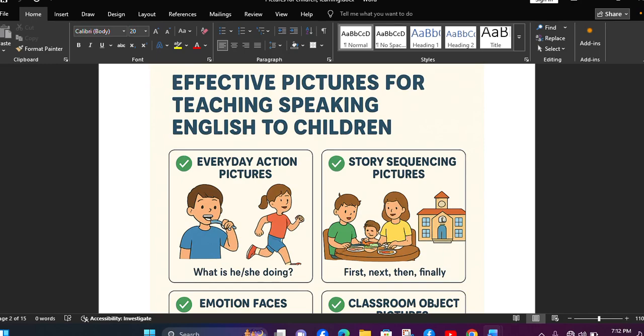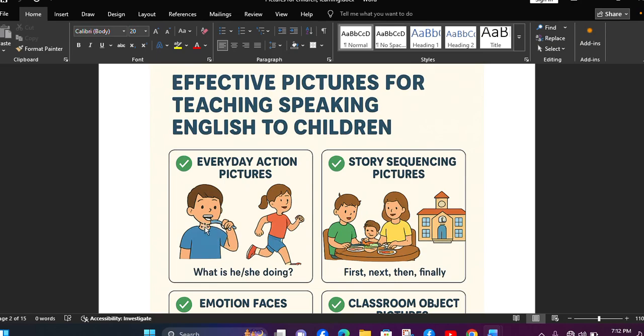It's always advisable to make use of pictures in your teaching, and it's very effective. Make sure you keep your learners engaged. You do more of the guiding and let them do the majority of the activity in the class. For example, look at the picture.